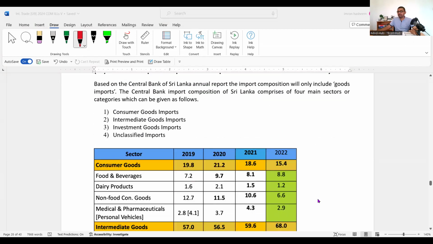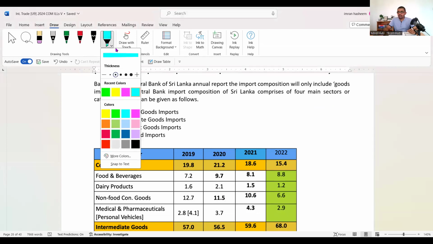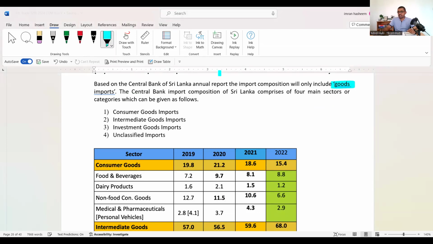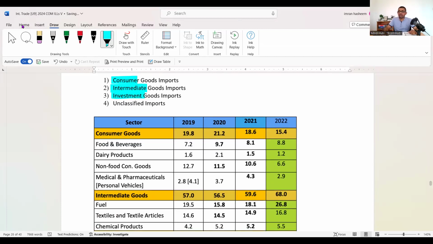Today, import structure. So the main classification, again, for imports the basis is the same. We look at goods, okay? Consumer goods, intermediate goods, investment goods, not to get confused. Consumer, intermediate, investment, okay? Then unclassified is there. Again, you know what to do with this now. The trends to be identified, 2022 values, main item, main sector and the sub-item to be remembered.